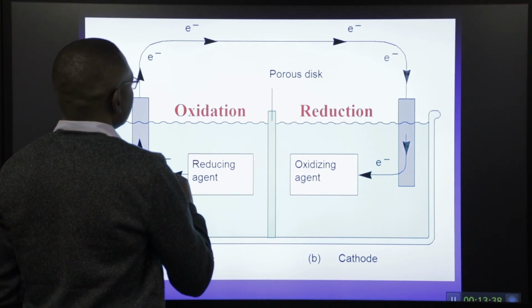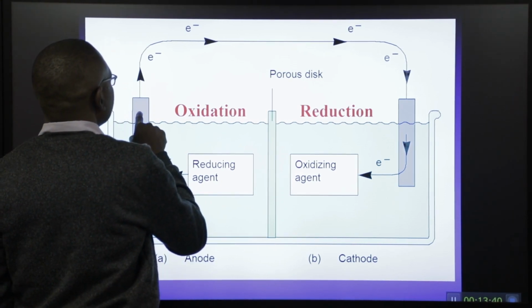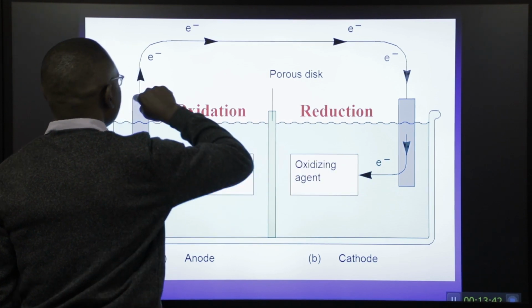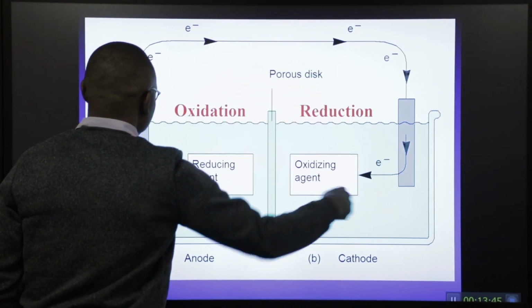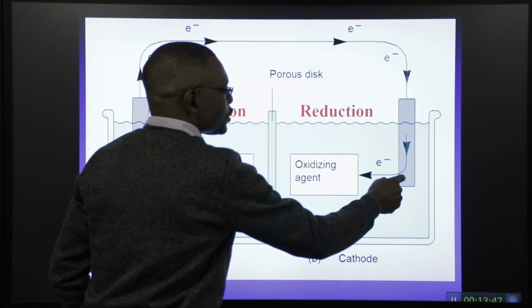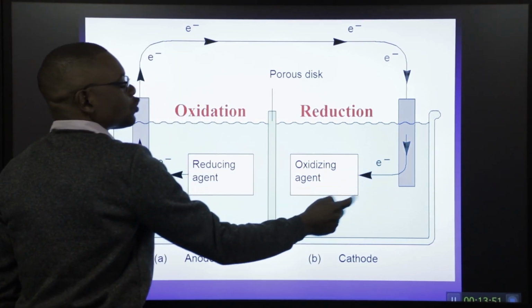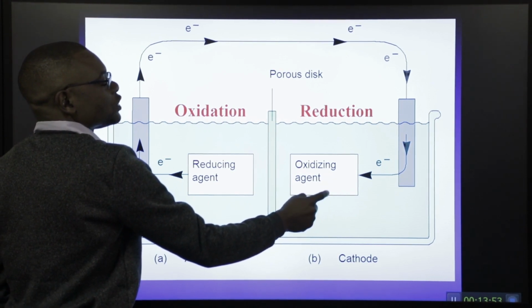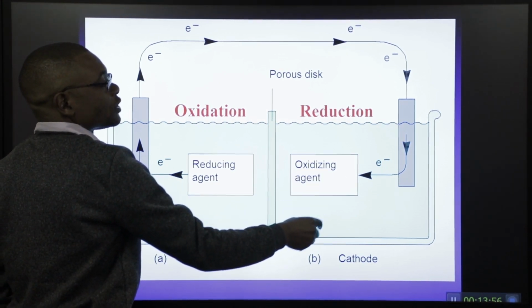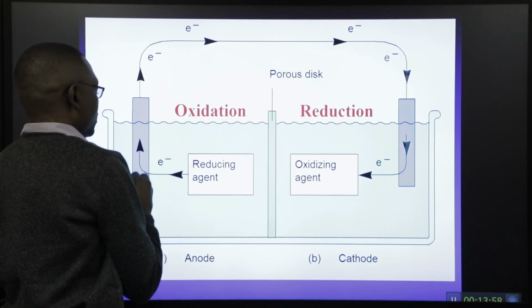We are saying it is from the anode to the cathode, not from the cathode to the anode, because here the electrons are not going directly from the cathode to the anode. They are going into the solution, and it is the ions in solution that will pick up the electrons and carry them to the anode.